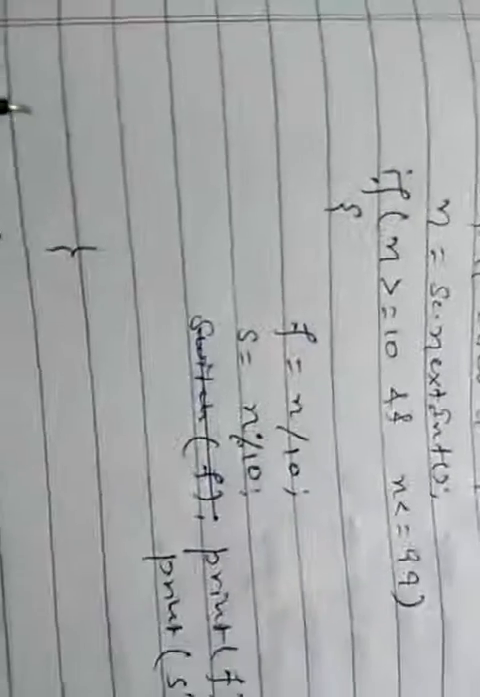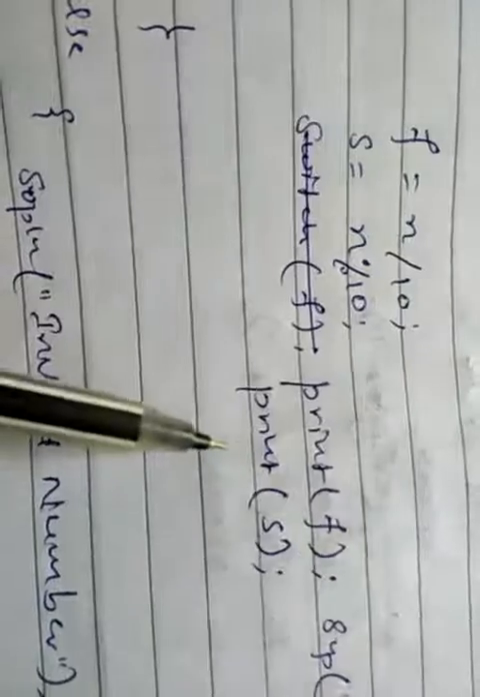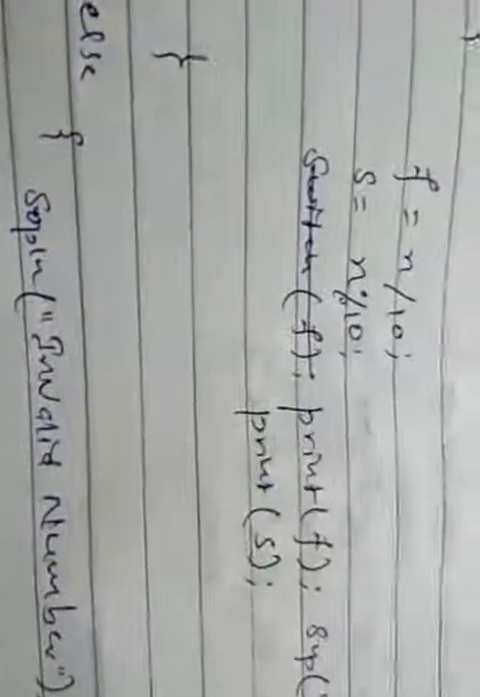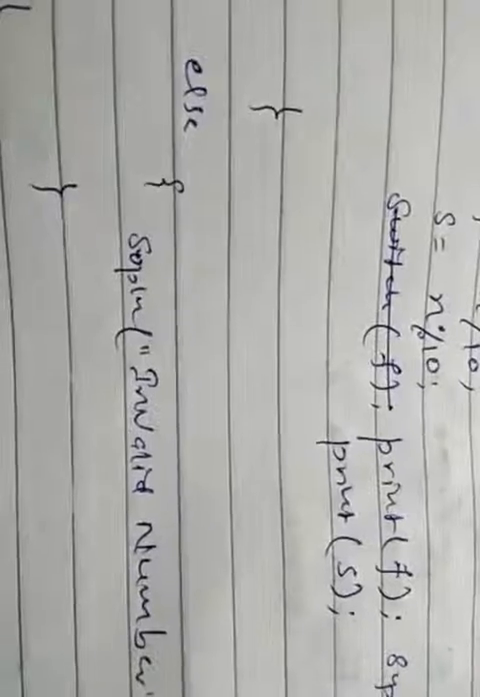So suppose the number is 46. First this will go to 4, after that there will be a space, and we are again calling the function print. This will take the second digit, go to the switch statement and print according to that in words. Or if the number is not in a valid range, then this will directly come to the else portion and print invalid number.